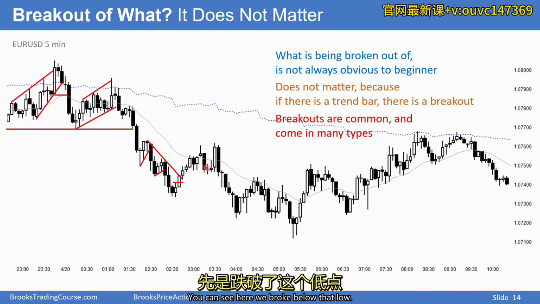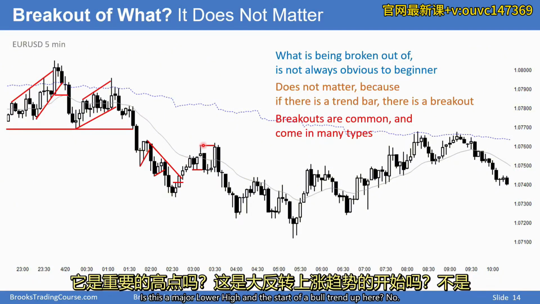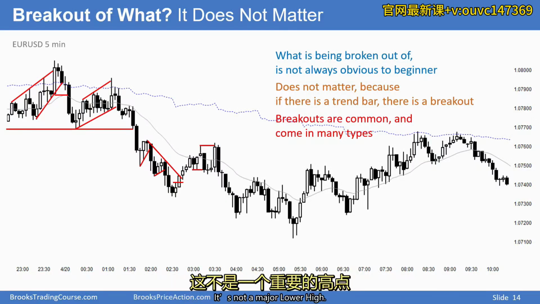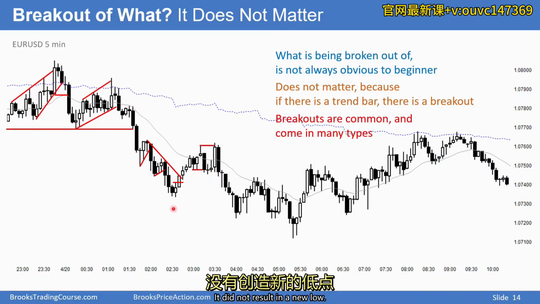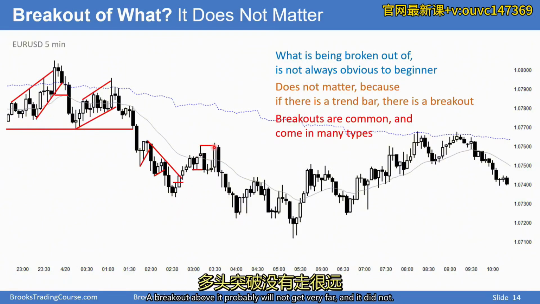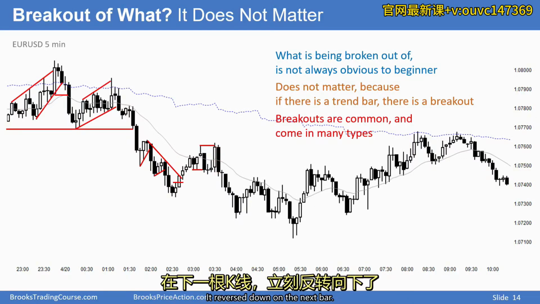You can see here we broke below that low. But then we broke above this high. Is this a major lower high in the start of a bull trend up here? No, it's not a major lower high. It did not result in a strong reversal down. It did not result in a new low. So it's a minor lower high. A breakout above it probably will not get very far, and it did not. It reversed down on the next bar.